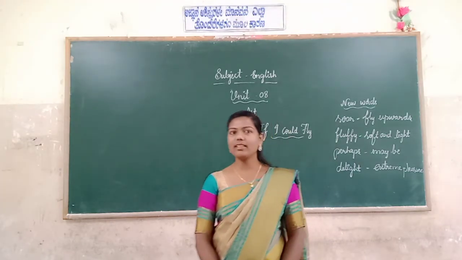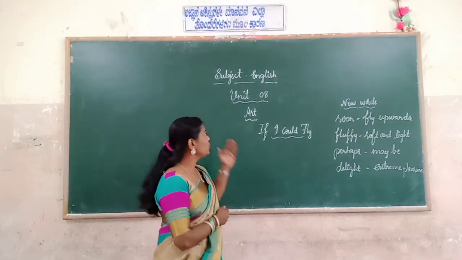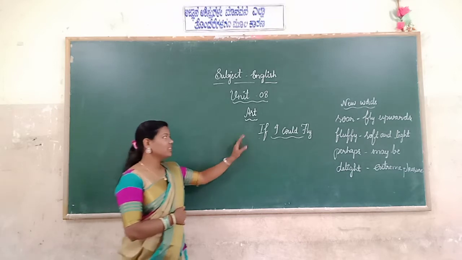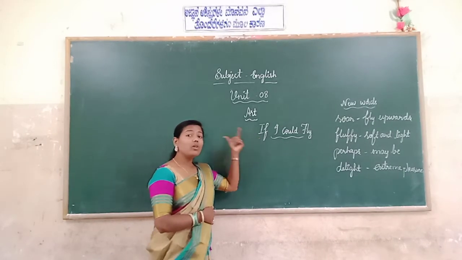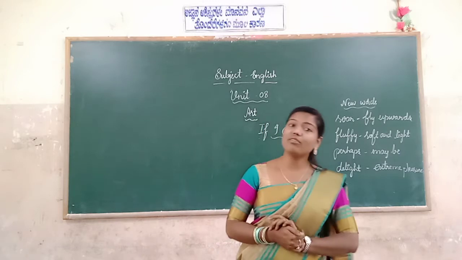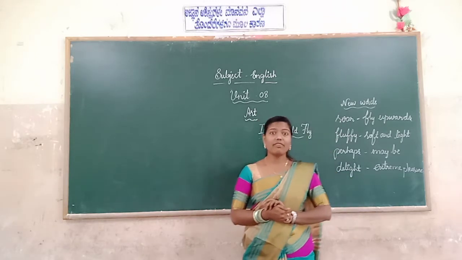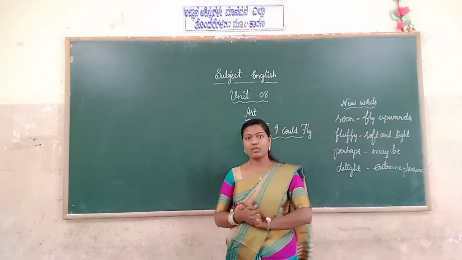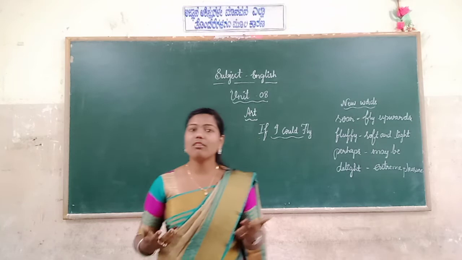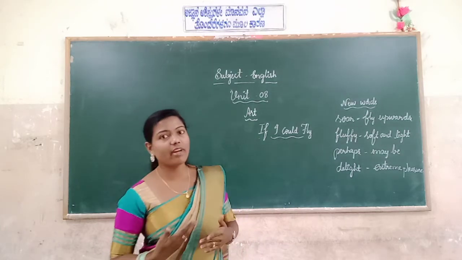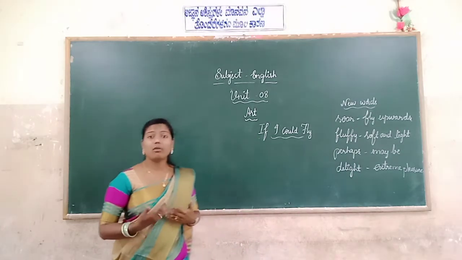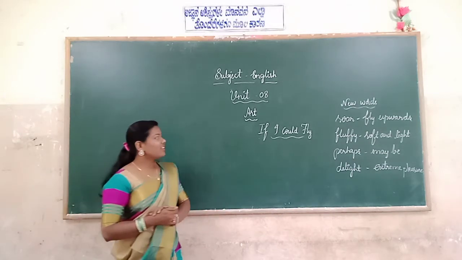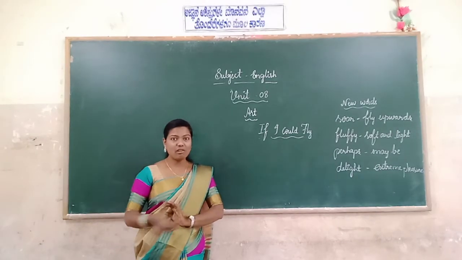So dear students, in this class I am going to teach a lesson, Unit 8, Art. What is the meaning of art? Art means kala. Everyone has a different type of art: an art of dance, an art of singing, an art of painting. Somebody may have an art of dance, somebody an art of singing, painting, or talking. There are different types of arts in the world.